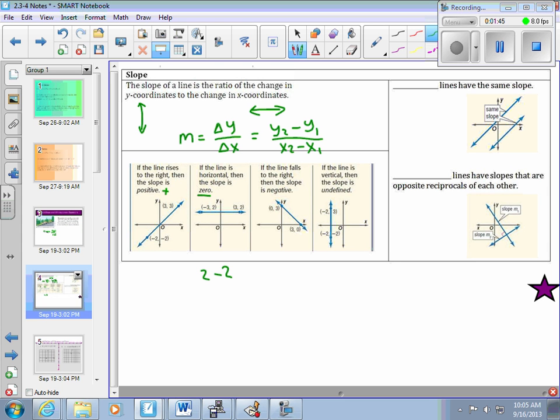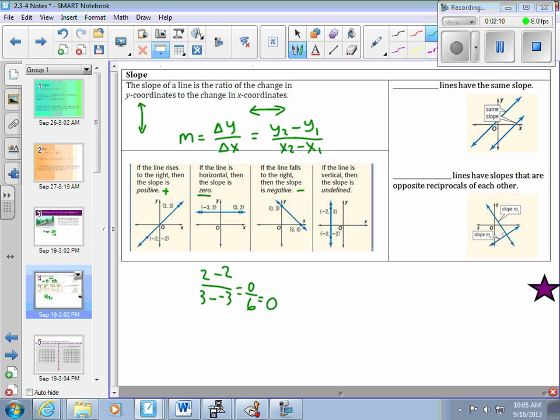2 minus 2 would be the 2 y coordinates. 3 minus negative 3 would be the x coordinates, and when you subtract those, you get 0 over 6, which is equal to 0. So this one does have a slope of 0. When the line falls to the right, the slope is negative. So there's some negative slope associated with any line falling from left to right.